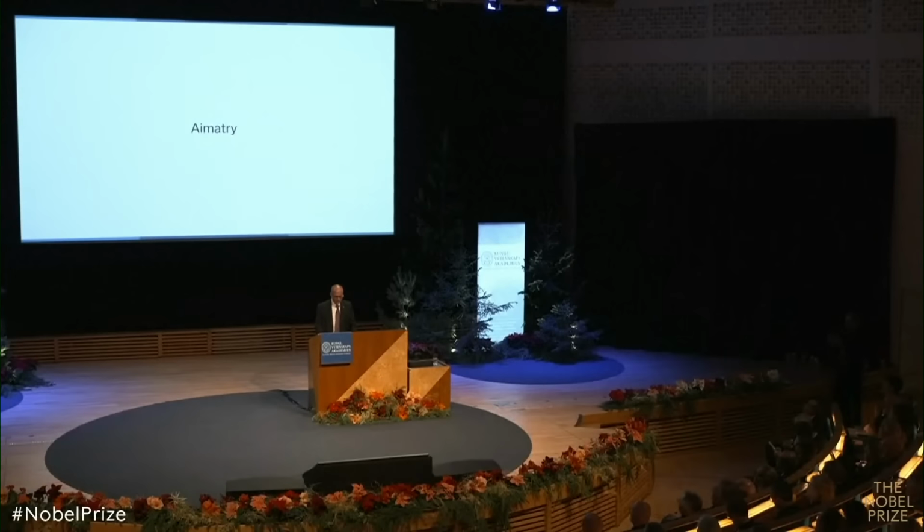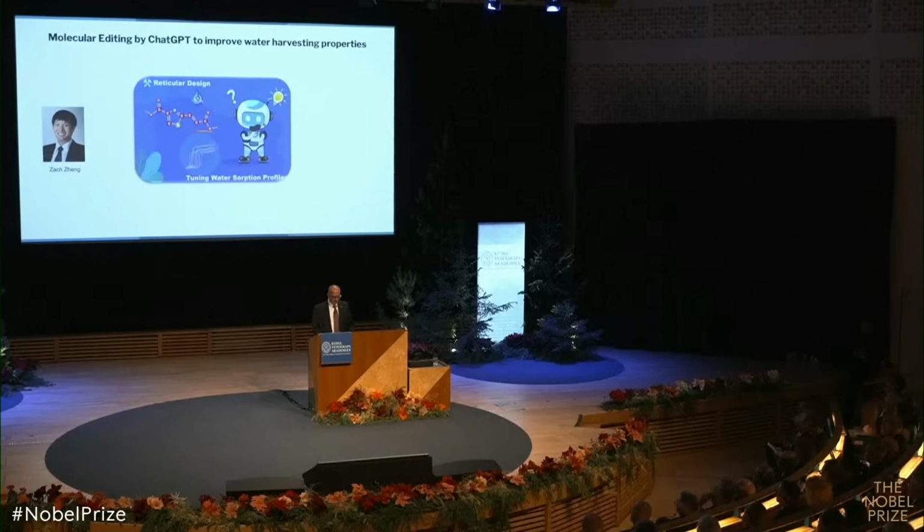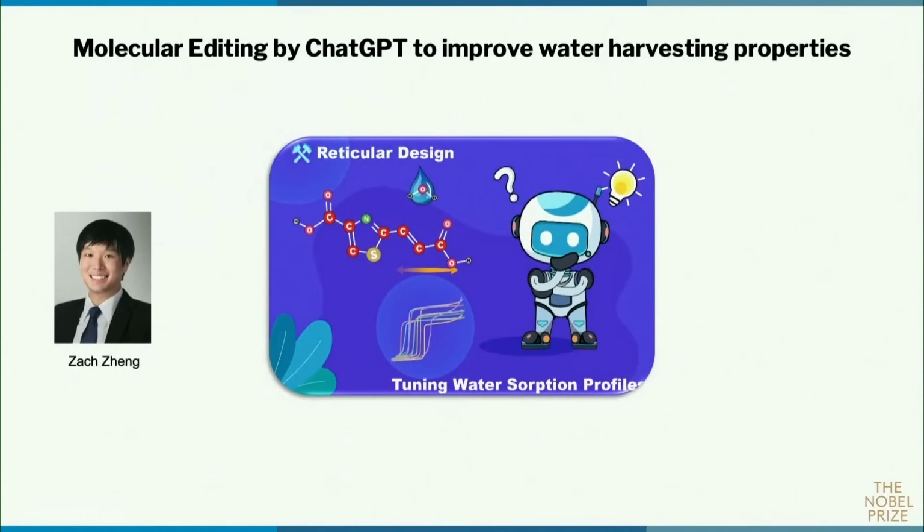Another area that I'm very excited about is what I call ametry. Ametry is an emerging field that crosses AI with materials and chemistry. It is the science of using AI for the design and synthesis of materials and for connecting chemical structures to properties and vice versa: properties to structures, structures to properties. So I'll give you an example of what we've been doing.